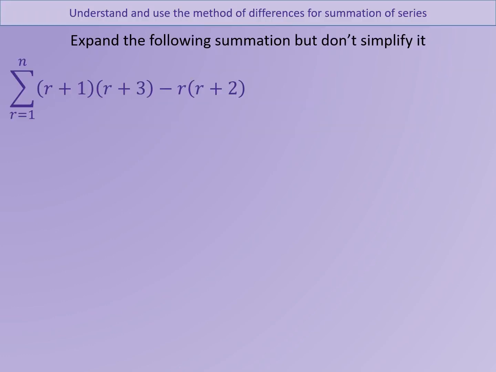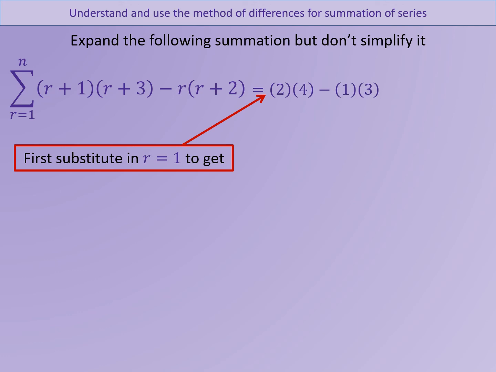So we're going to start by expanding this summation, but we're not going to simplify the terms. We're going to see what happens when we leave it in its expanded form. So the rule is r plus 1 times r plus 3 minus r times r plus 2. We want to find the sum of all the terms starting with r equals 1 and ending with r equals n. So we're going to start by putting r equals 1 into that expression for the rule.